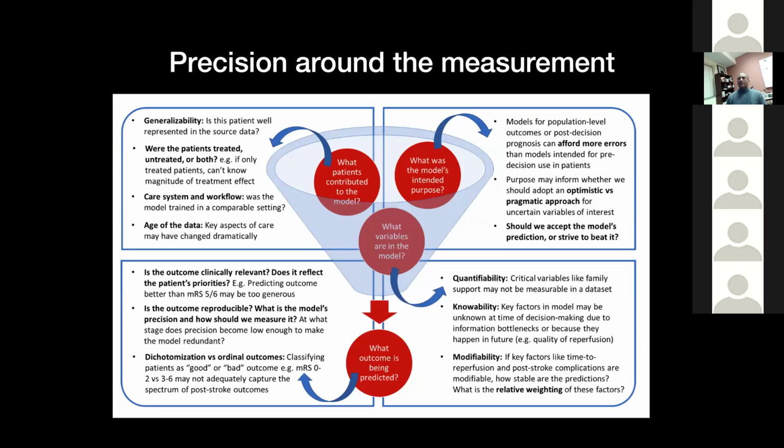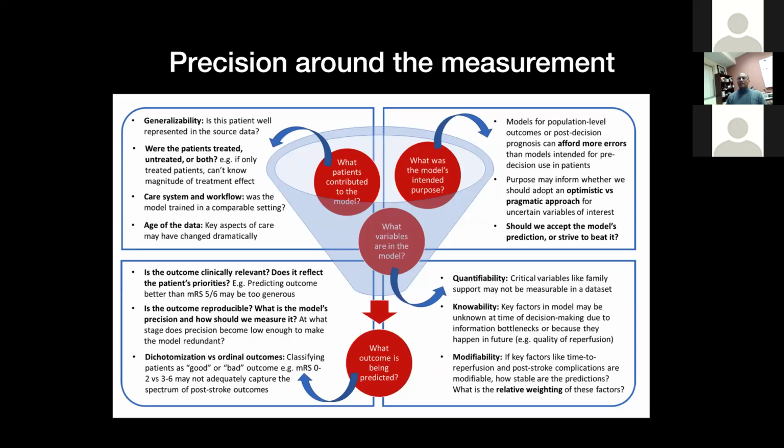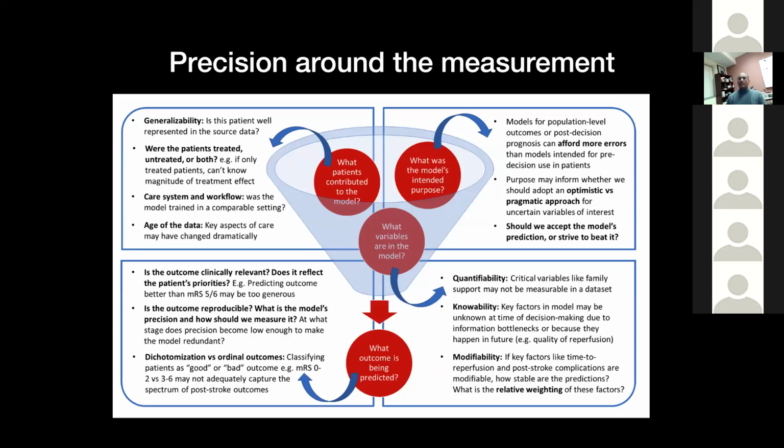Right? The second part is, are we trying to answer the question, which was question number 1, treated versus untreated, or are we trying to answer the question, what would the person do if the person was treated? And in terms of treated versus untreated, you have to have untreated patients in your model. And then in terms of, was the model trained in a comparable setting? So if you build a model out of HERMES and you try to test it out in China or in India, it may not work.